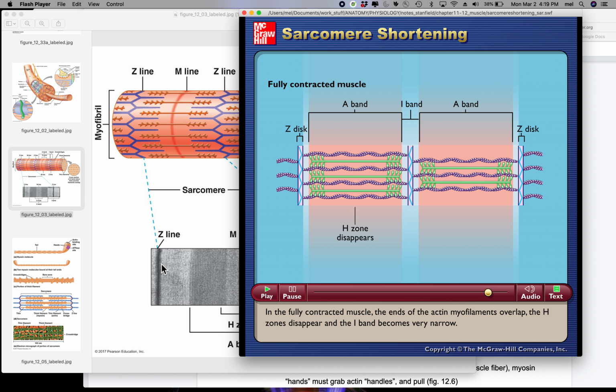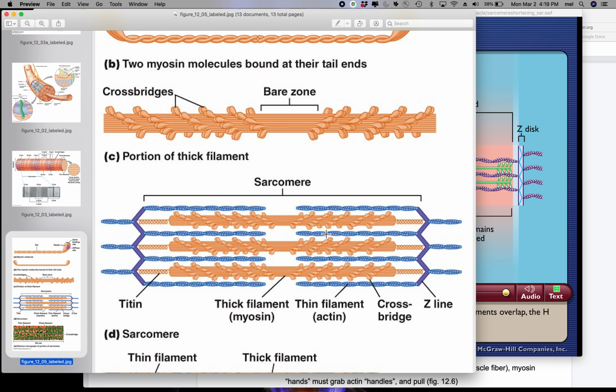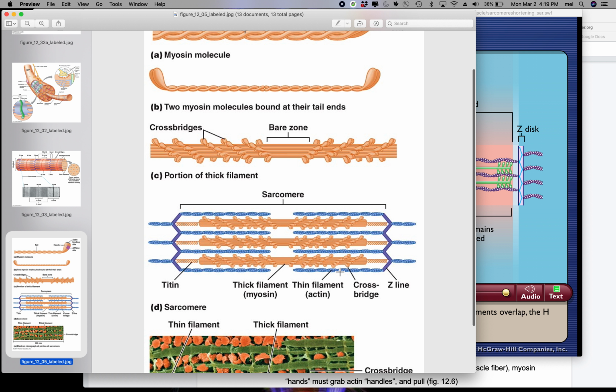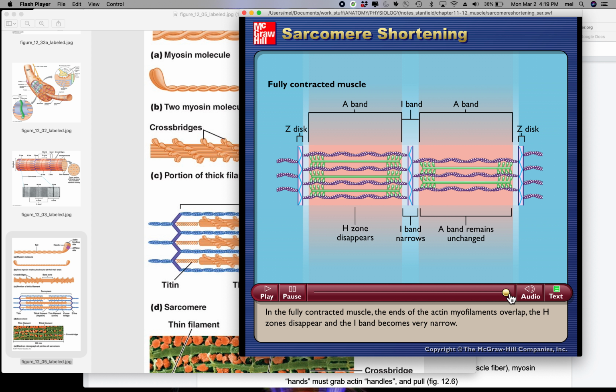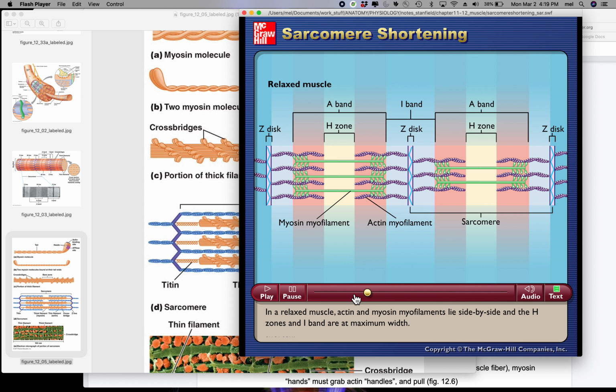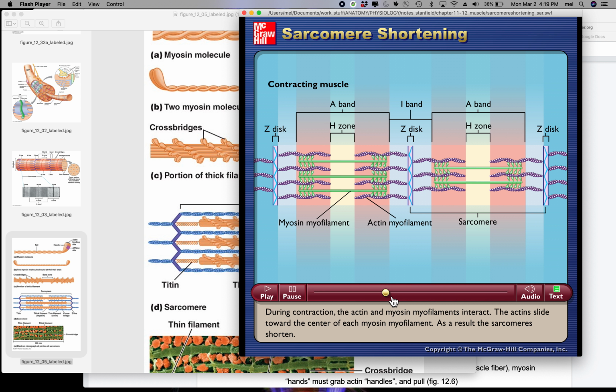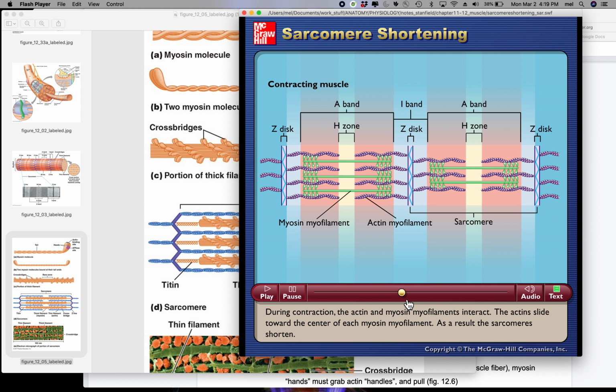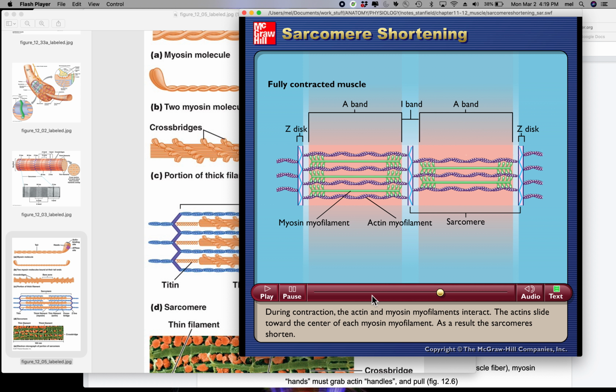Okay. What this leads us to is what we call the sliding filament theory. So each of these are called filaments, thin filament and thick filament. And in order to make a sarcomere contract, what happens is the filaments actually slide past one another, right? So really myosin kind of stays in the same position and pulls actin into it, okay? So it's called the sliding filament theory or the sliding filament mechanism of contraction.